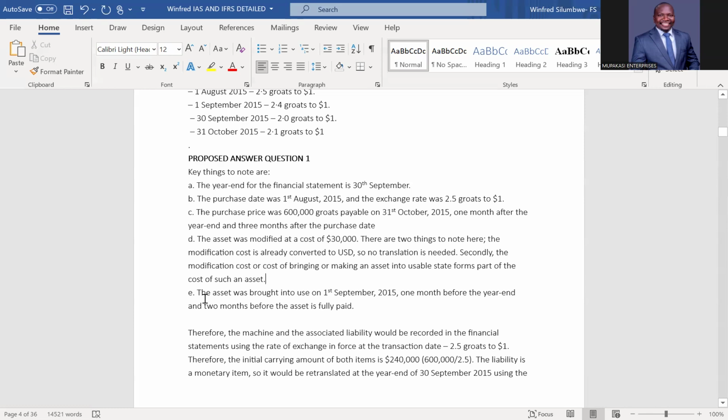Lastly, the asset was brought into use on 1st September, 1 month before the year end, and 2 months before the asset is fully paid. Very, very important. Because it was brought into use on 1 September, 1 month before the year end, we can even say 1 month after purchase.